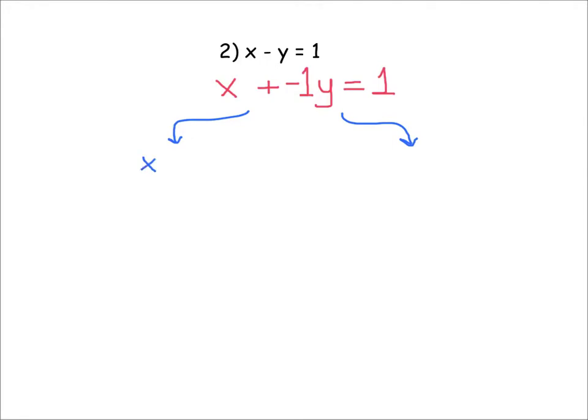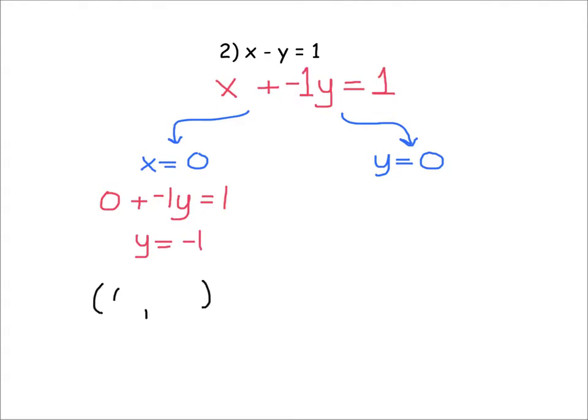The first time we're going to say x is equal to 0, and then y is equal to 0. So for the first equation, I'm going to throw in 0 for x. So 0 plus a negative 1y is equal to 1. I'm going to solve for y. So I have a negative 1 dividing to both sides, so that leaves me y is equal to negative 1. My ordered pair is 0, negative 1, because x was 0, and the y was found as negative 1.